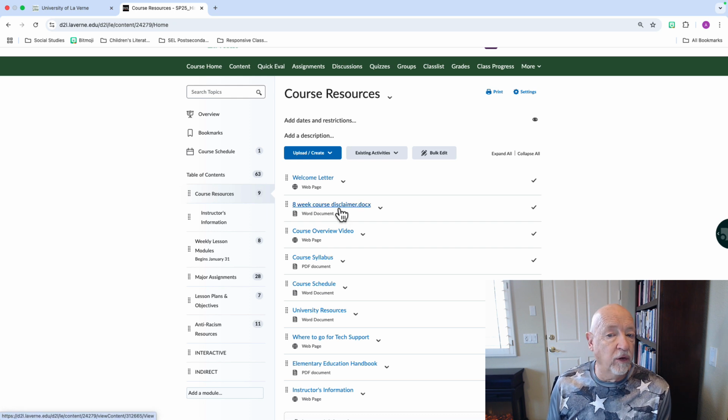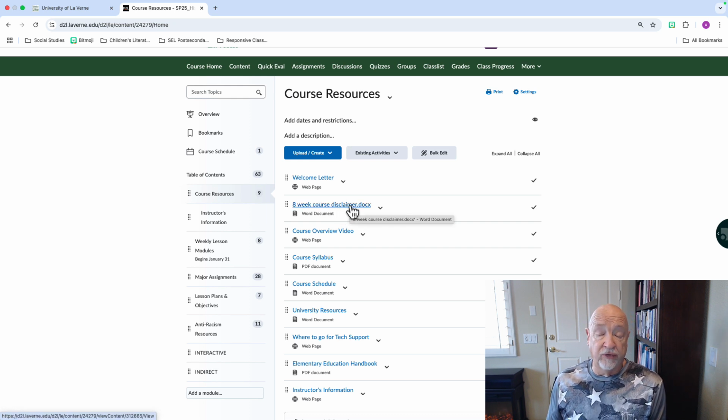There's an 8-week course disclaimer. This course is normally 16 weeks, and we have developed it to be in an 8-week time period, which means that we have compacted the 16 weeks of work into 8 weeks, so it's very intense. We need you to understand that. And if you have difficulty with working online or completing work within the 8 weeks, then you most likely should take the 16-week course when it is offered.